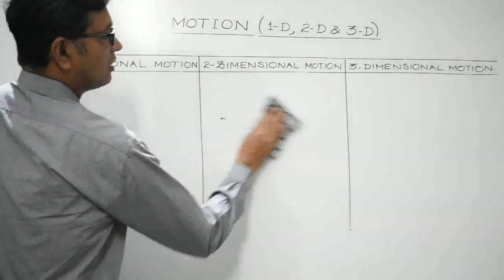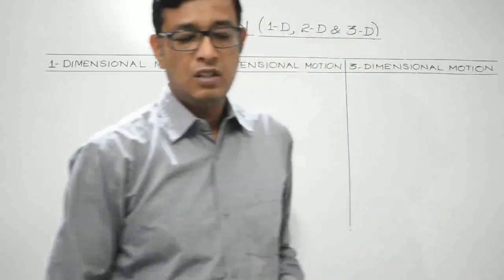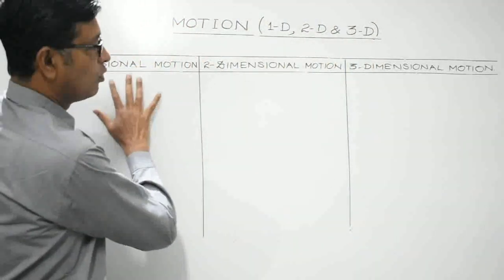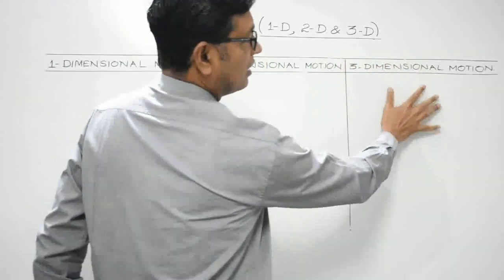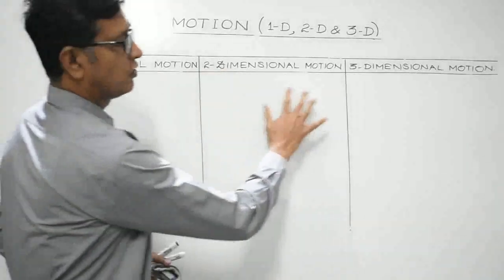Now we start with the types of motion. There are basically 3 types of motion: one-dimensional motion, two-dimensional motion, and three-dimensional motion. So motion can be categorized into these 3 types.